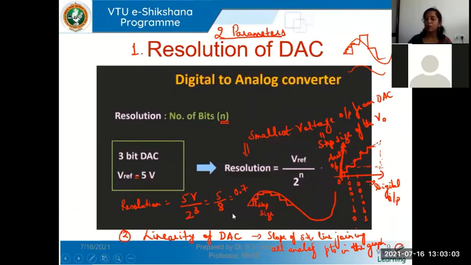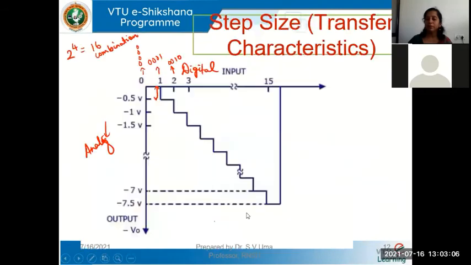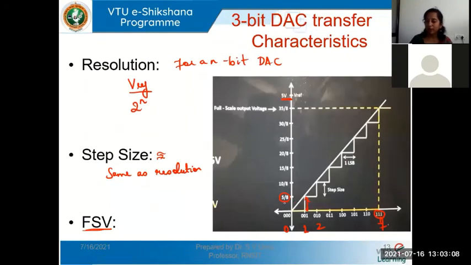Yes or no? So when the resolution is 5 by 8 for a 3-bit DAC, as you can see here, this is the size of one step. The full scale voltage will be the maximum digital value times 5 by 8. So you can clearly see this value reduces to 35 by 8, which is not 5 volts. If it had to be 5 volts, it should have been 40. 40 by 8 would have given you 5. So it is one step less than the final voltage.